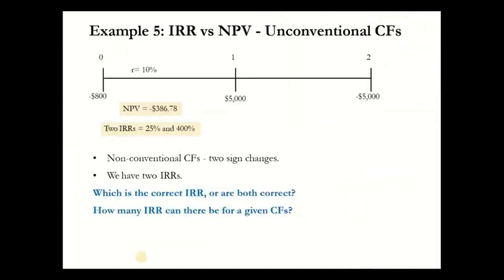Now let's see another example. Previously there were two mutually exclusive projects, right? Now we are looking at projects that have unconventional cash flows, okay? Here the projects have unconventional cash flows. So when cash flows are unconventional, then IRR and NPV give misleading results.